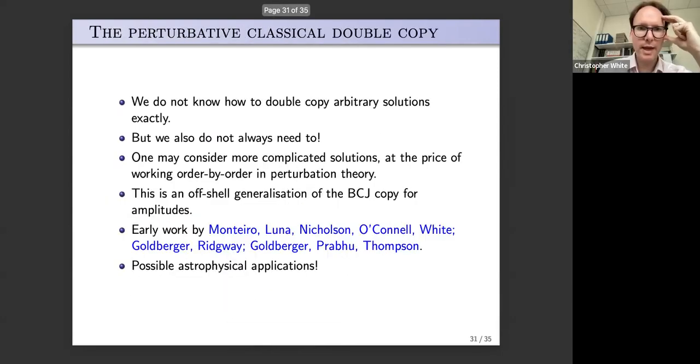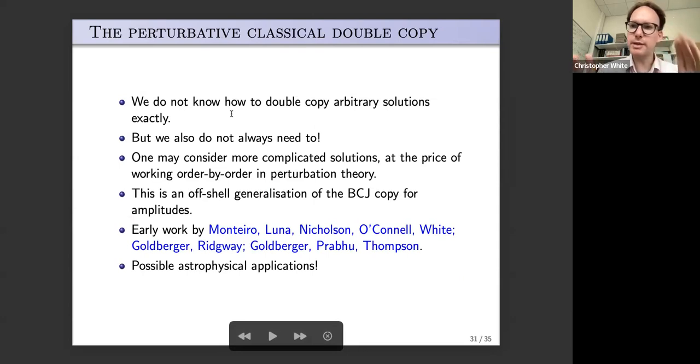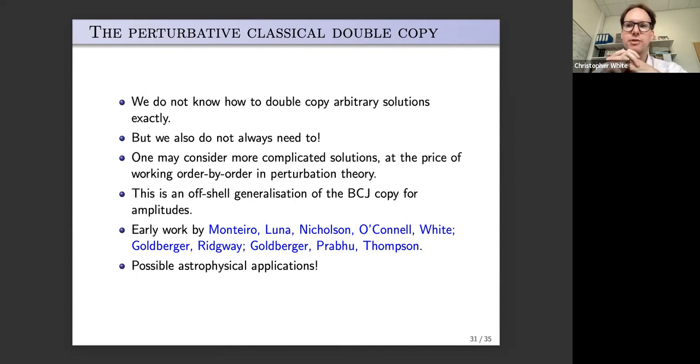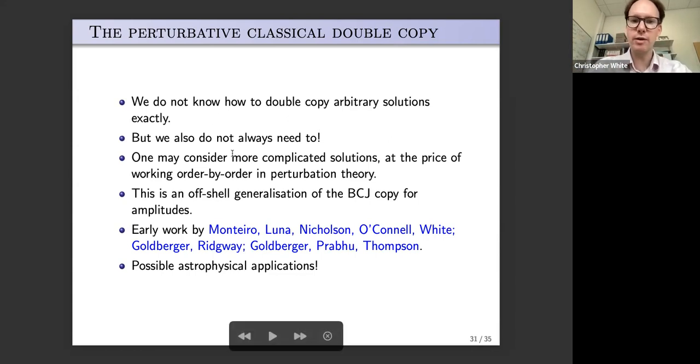Okay, so that's all I'm going to say about exact classical double copies. We do not know how to double copy arbitrary solutions exactly, but we don't always need to. Also in GR, you can't always solve for something like a black hole merger that causes gravitational waves. We're never going to be able to find the exact metric of that because it's different for every single colliding system. You just work order by order in perturbation theory, and you're happy with a sufficient approximation to what the full metric is. So we can consider more complicated solutions at the price of working order by order in perturbation theory.